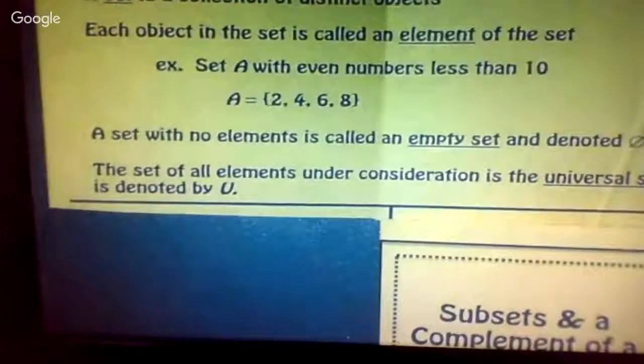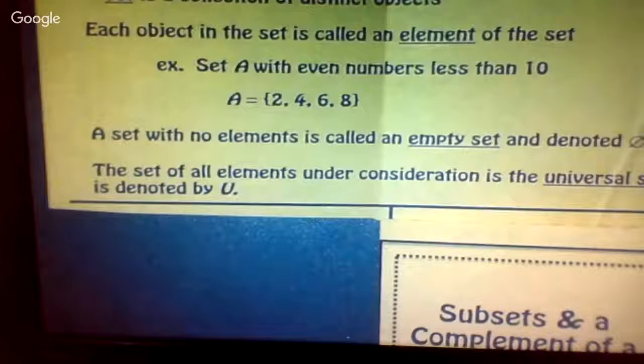All my flaps. So, a set is a collection of distinct objects, something like the numbers on the side of a die. Okay, this top one already had the notes. Everything else we've got to fill in. So, a set is a collection of distinct objects. Each object in the set is called an element.